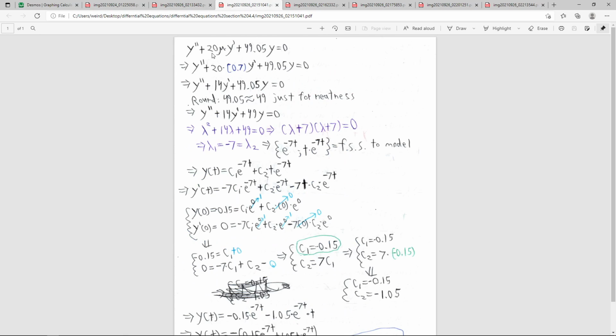Oh, we can plug it in. And when we round, we have y double prime plus 14y prime plus 49y equals 0, rounding 49.05 to 49 because it makes it nice. You do the characteristic equation, and we can easily factor this into lambda plus 7 times lambda plus 7 equals 0. So lambda 1 equals negative 7, equal to lambda 2.